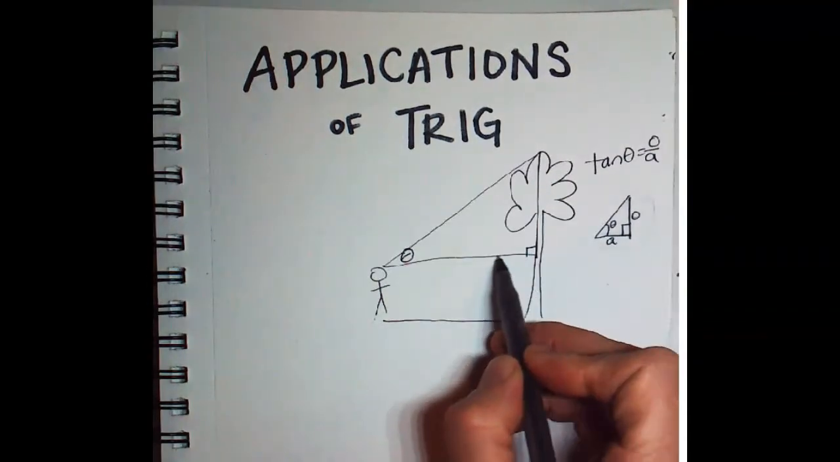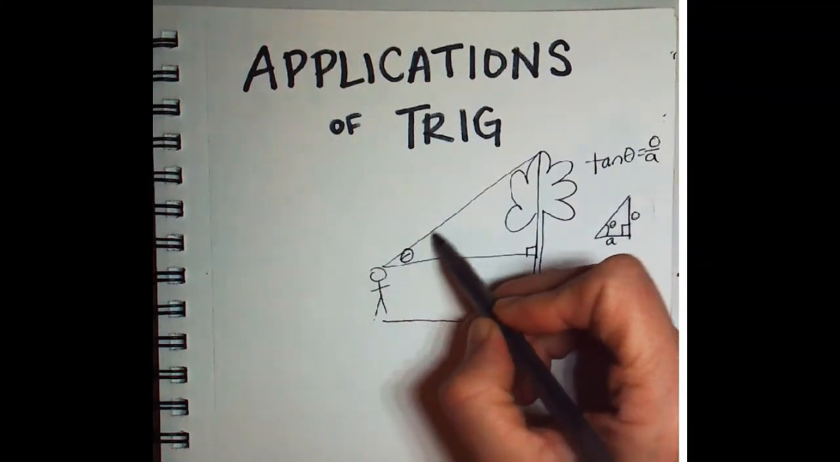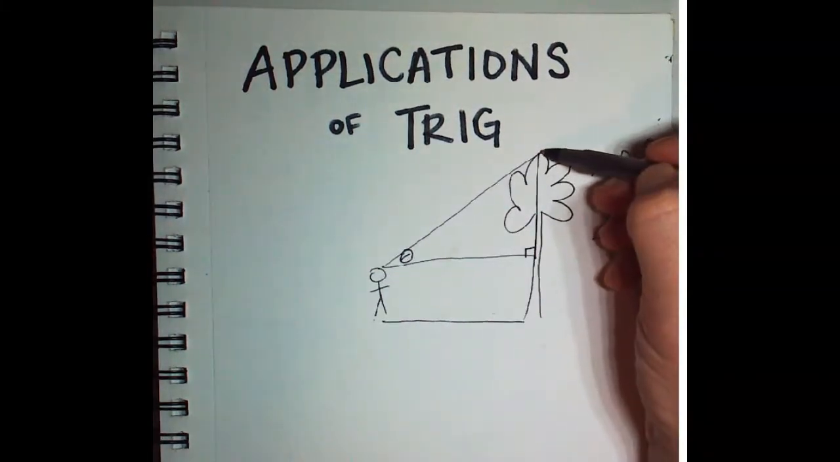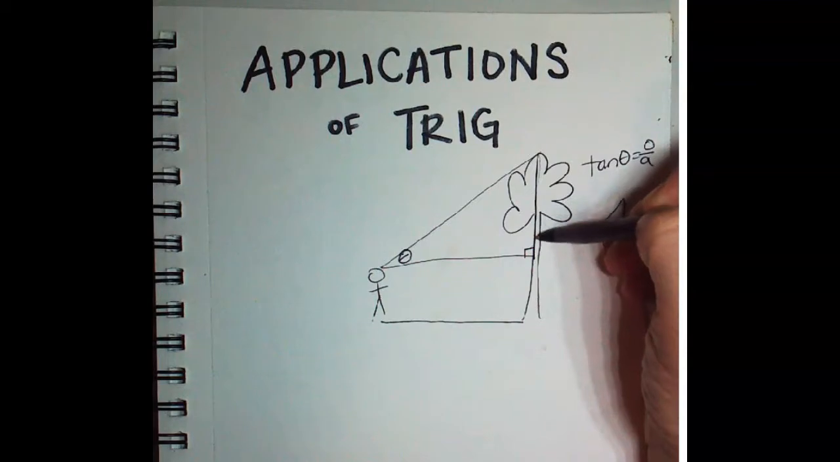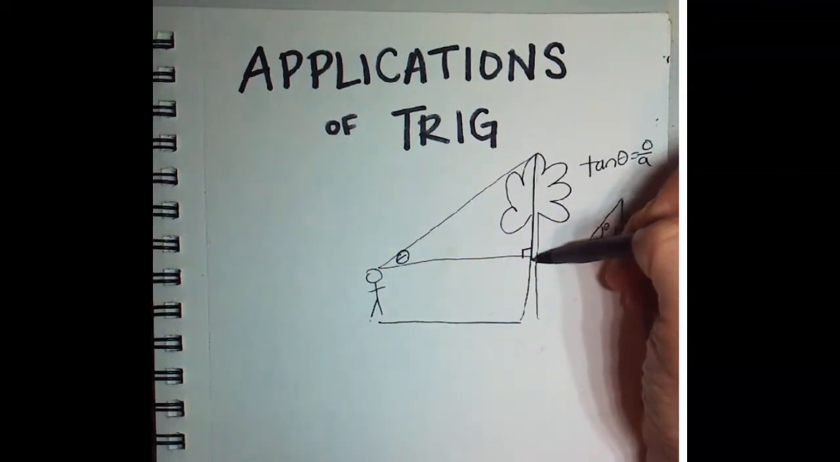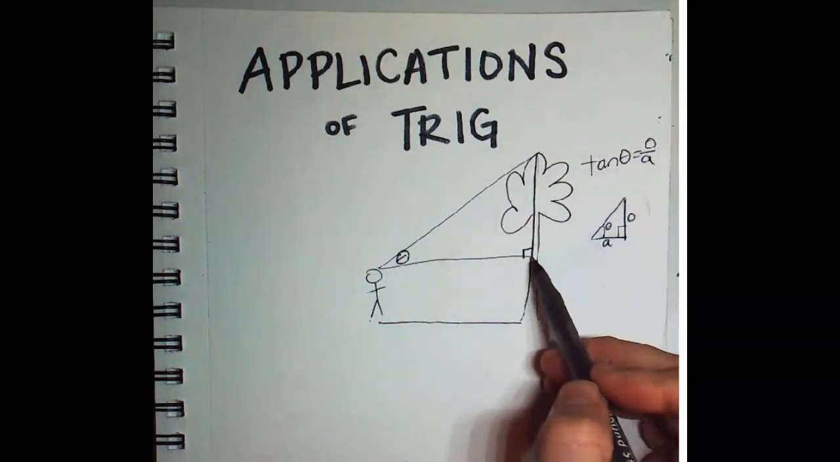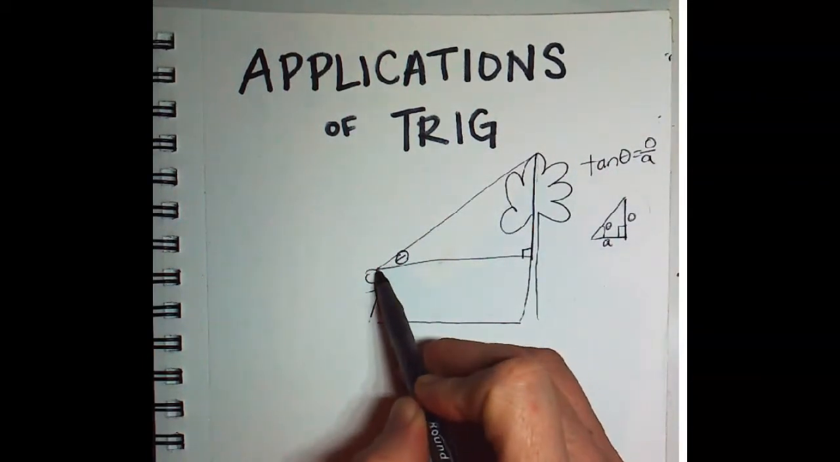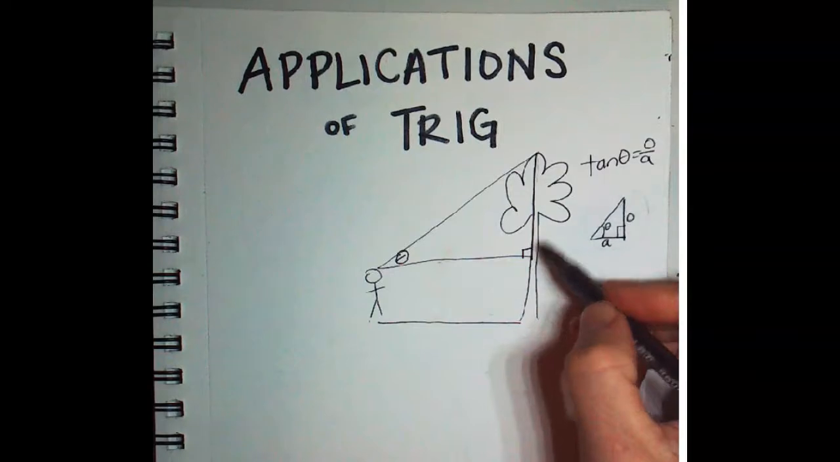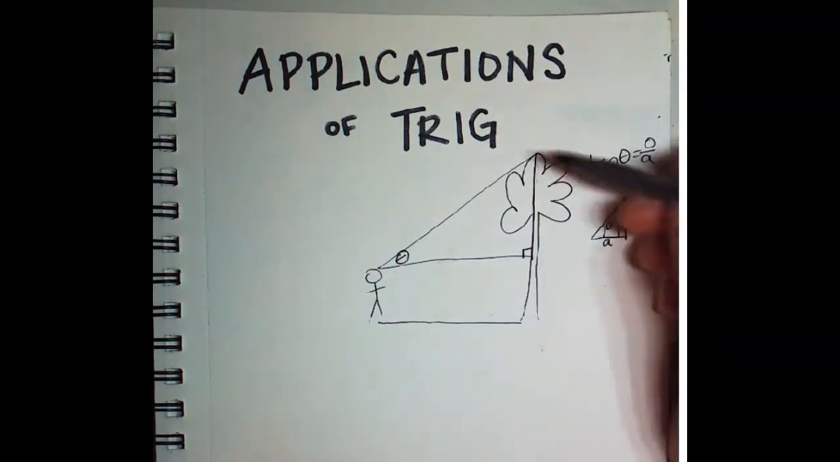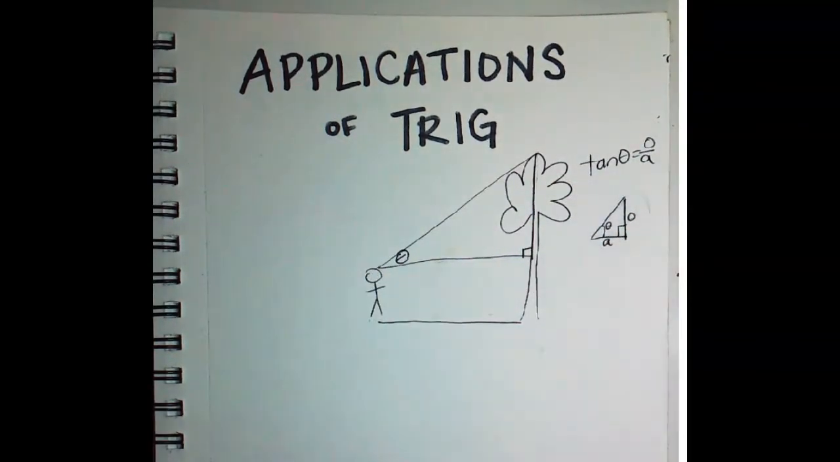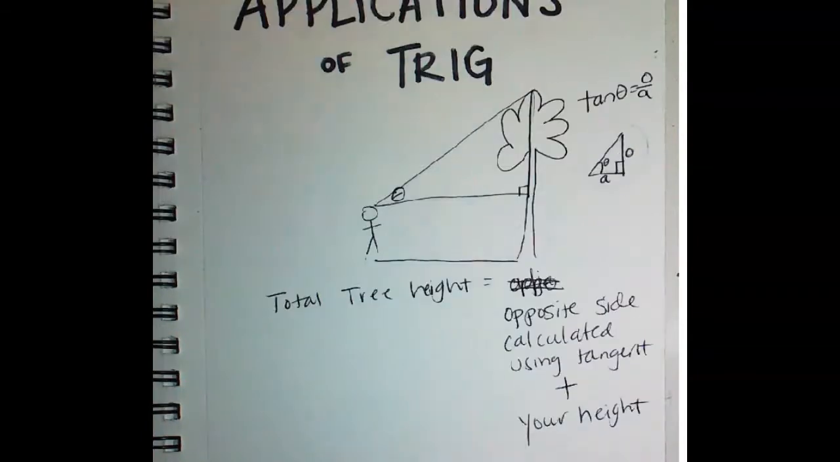So you have this known distance that you're away, you know the angle of elevation, and you can use that to calculate the length of this side of the right triangle. And then to find the whole height of the tree, you've got the side of this right triangle that you calculated using this known length that you walked away from the tree and this angle of elevation, plus however tall you are. And that's what we're going to do today. Again, the total tree height is going to be the opposite side that you calculate using tangent plus your height.